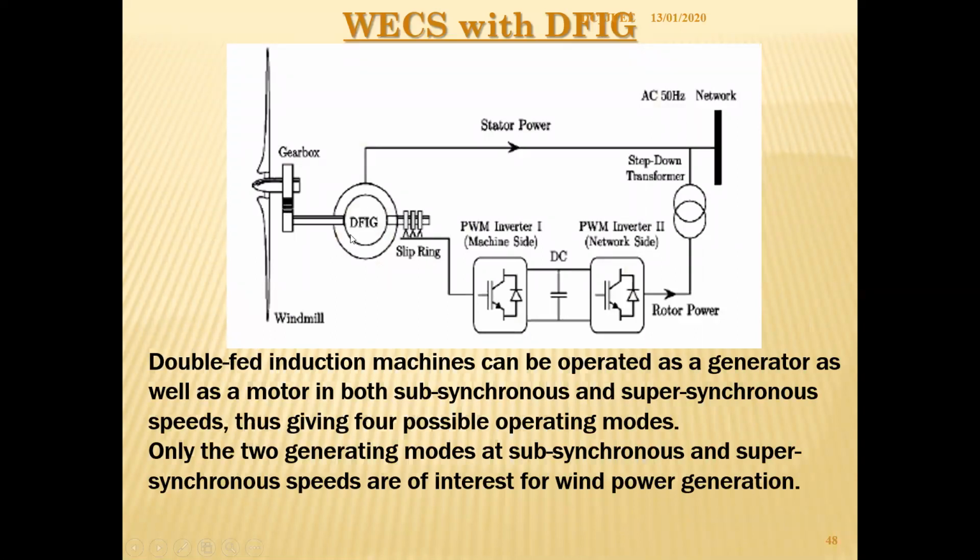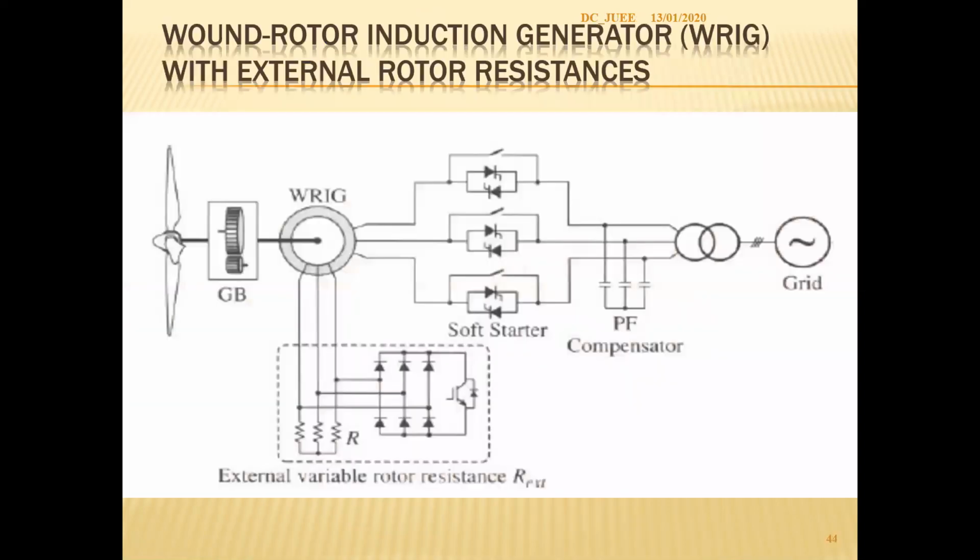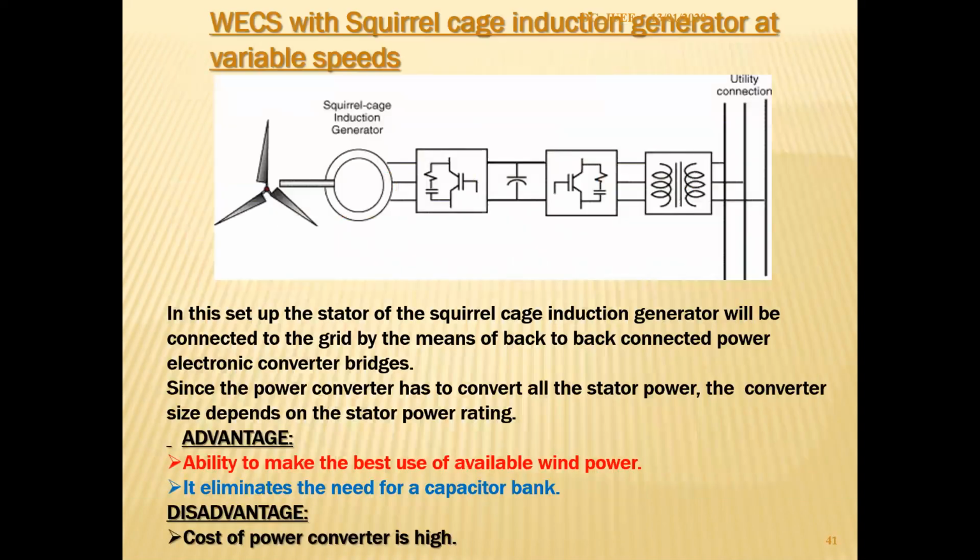That means a power line is connected here. That means a power exchange can take place between this converter and the rotor. So that is why it is doubly fed. That means stator and rotor both are fed, or both can feed power to the system, right? So then what is the advantage? Instead of doing this, this is the advantage.